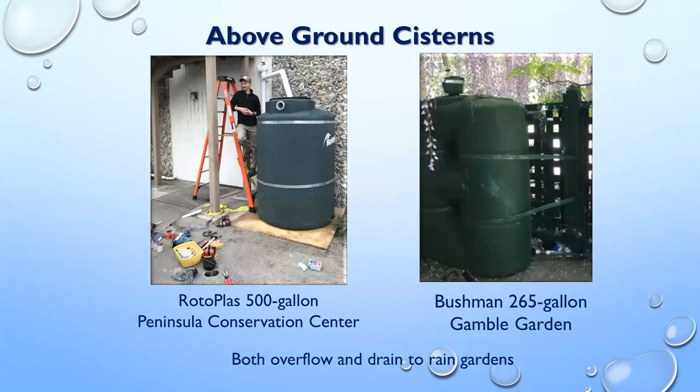options. So above ground cisterns like these, this is a 500 gallon Roto Plus barrel that you can see at the Peninsula Conservation Center in Palo Alto. And you can see this is in the process of being installed in this picture. We have a wonderful worker up on a ladder posing for the picture. And the one on the right is the one we already looked at for our anatomy picture at Gamble Gardens, at 265 gallons. Both of these are set up to overflow and drain into rain gardens.